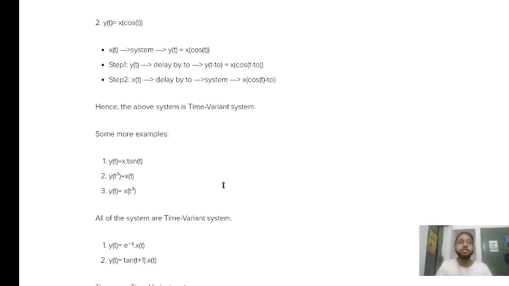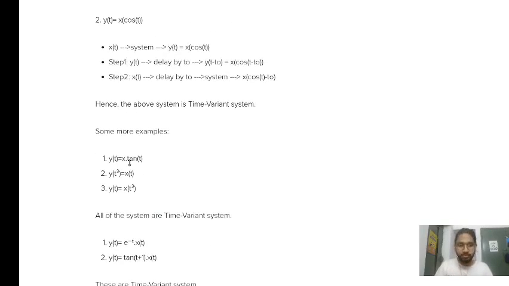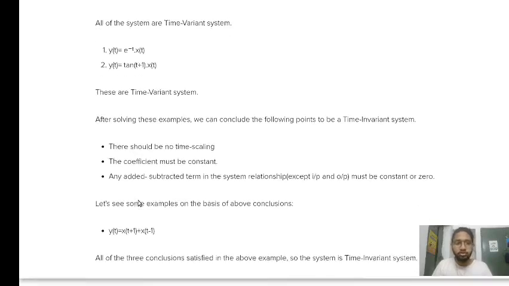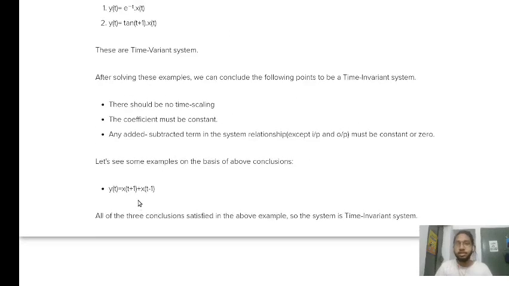The system is also a time variant system. All these examples are of time variancy. Y of t equals x of tan t, x into tan t. Y of t equals x of t cube, y of t equals x t cube. All of these systems are time variant systems. So on the basis of these examples, we can conclude the following points for a time invariant system.